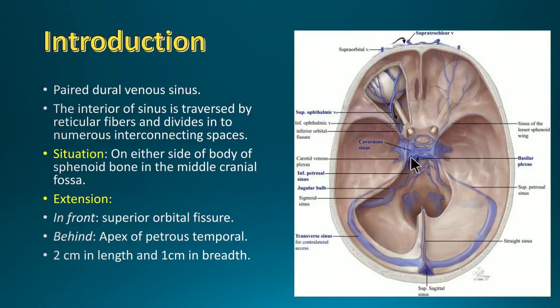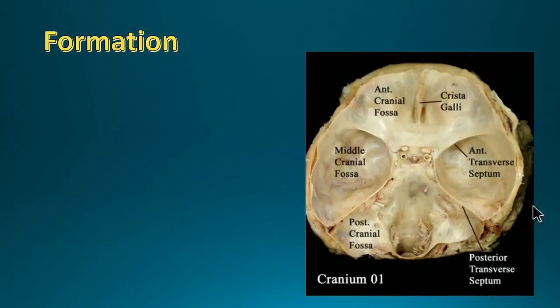So now coming back to the cavernous sinus, I told you the extension is from the superior orbital fissure to the apex of the petrous temporal bone. Now, how is it formed? We know as a rule, all the dural venous sinuses are present between the endosteal layer and the meningeal layer of the dura mater. So this also is present between the endosteal layer and the meningeal layer of the dura mater.